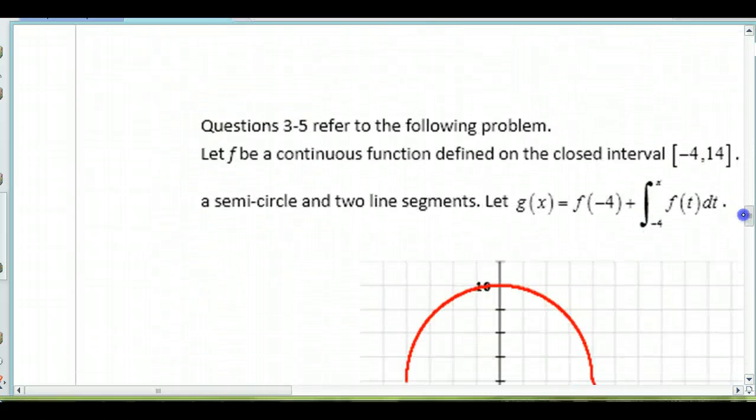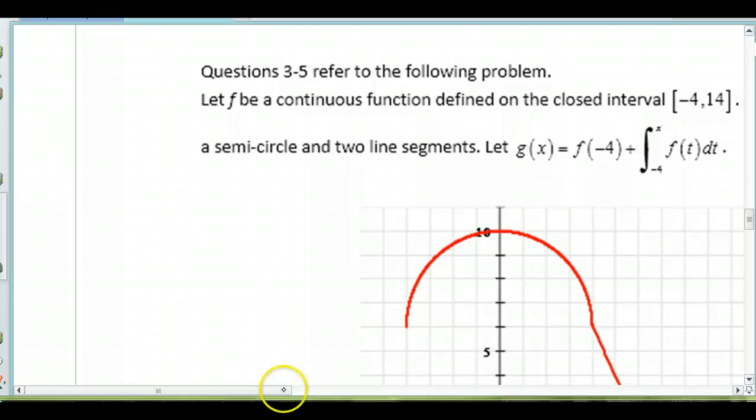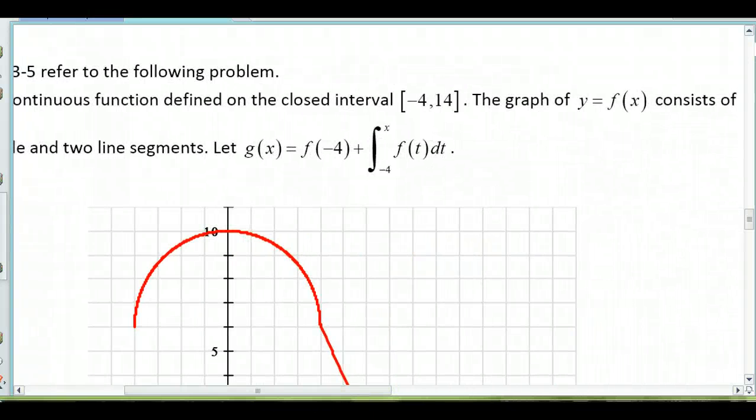Okay, alright, so next problem. Here we go, next problem. What's going on here?